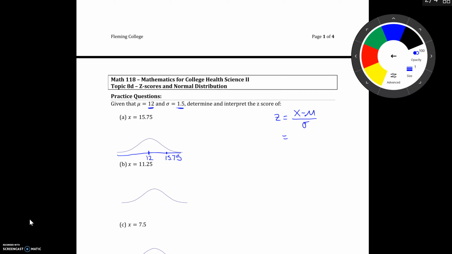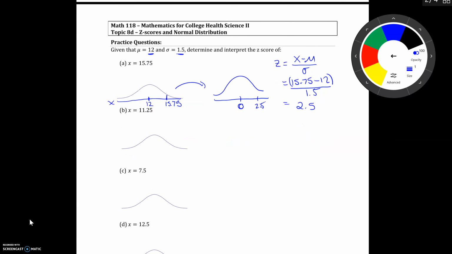So the value we're converting is 15.75, our mean is 12, and our standard deviation is 1.5. Putting that into our calculator, we make sure we put the 15.75 minus 12 inside of a bracket, do the subtraction first, then divide by 1.5, it comes out to 2.5. So what that tells us is that if we're calculating probabilities based on a value of 15.75 for that particular distribution, it would just be like if we were calculating probabilities for a z-score of 2.5. And we know how to look those up.